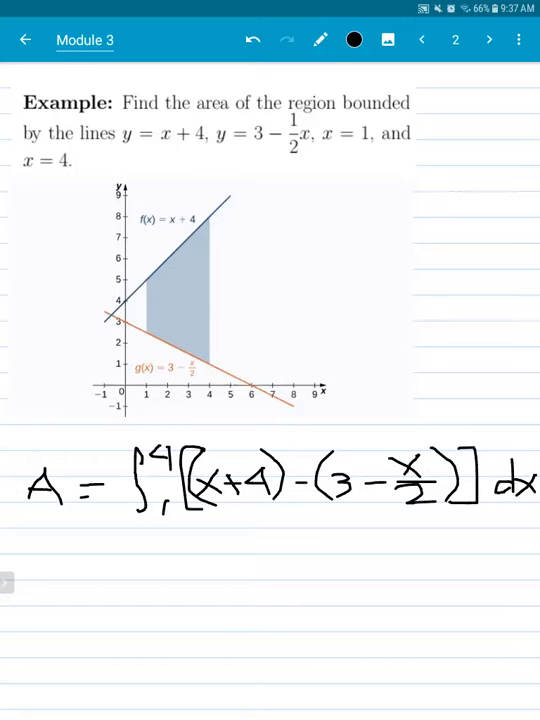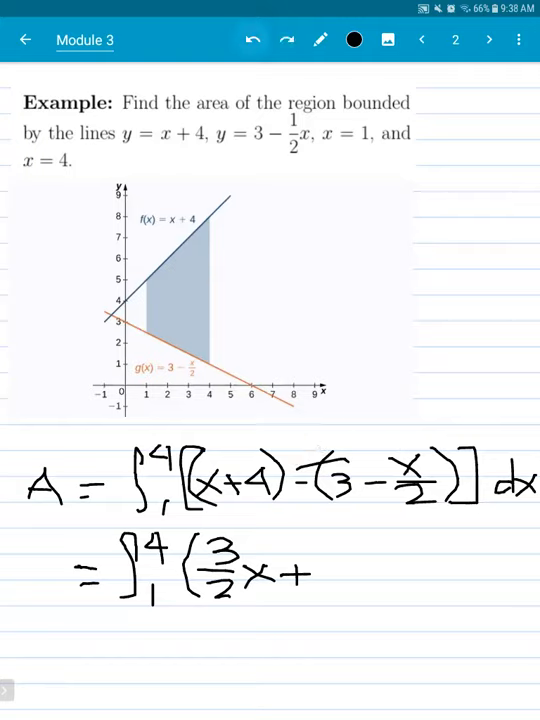And that's it. All you have to do is set up this integral, and then the rest would be just to evaluate the definite integral. We have learned that in the previous module. So proceeding, we will have the integral from 1 to 4. If you simplify this expression, you will be getting 3 halves x plus 1. A minus and a minus, so the other one becomes positive. So you'll get 3 over 2 x, then 4 minus 3.